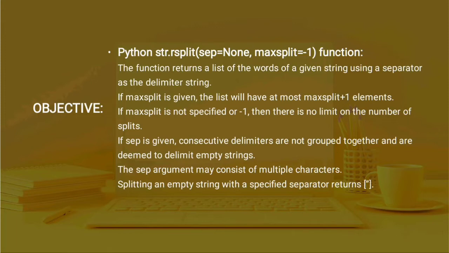Function: the function returns a list of the words of a given string using a separator as the delimiter string. If maxsplit is given, the list will have at most maxsplit plus 1 elements. If maxsplit is not specified or -1, then there is no limit on the number of splits.